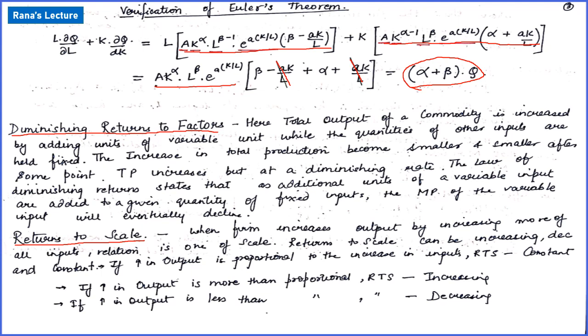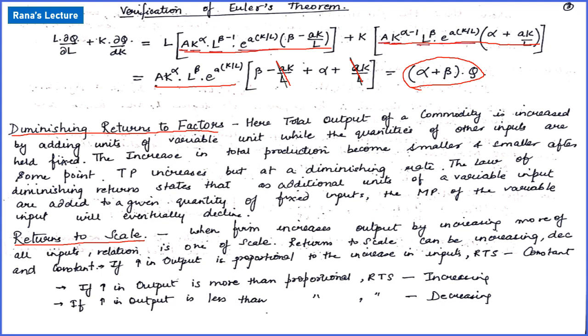मतलब जब भी हम कोई वेरिएबल इनपुट को इंक्रीज कर रहे हैं and our second input is fixed, suppose हम लेबर को बढ़ाते जा रहे हैं और हमारा कैपिटल फिक्स है, तो हमारा जो टोटल प्रोडक्ट है वो इंक्रीज तो करेगा बट वो एक डिमिनिशिंग रेट पे इंक्रीज कर रहा है. दिस इज नोन एज लॉ ऑफ डिमिनिशिंग रिटर्न्स टू अ फैक्टर, राइट?